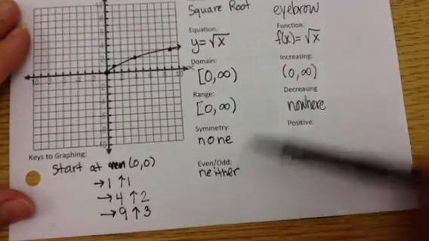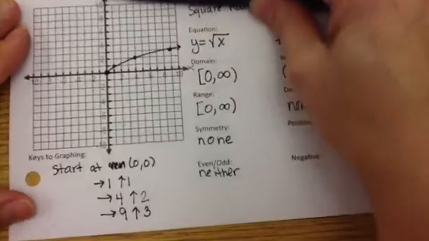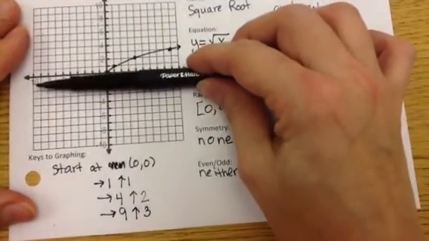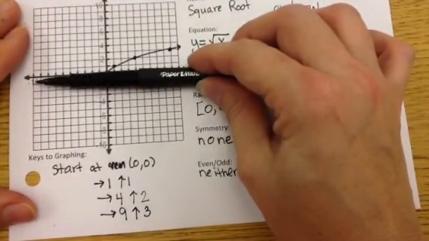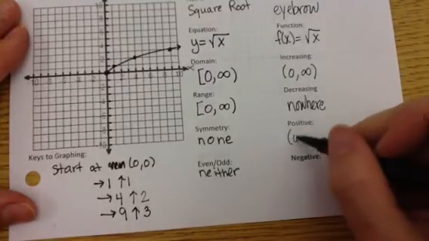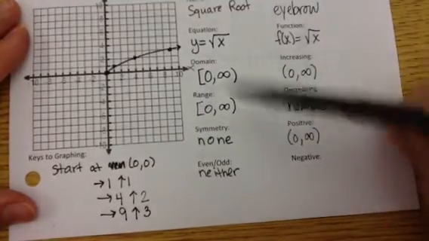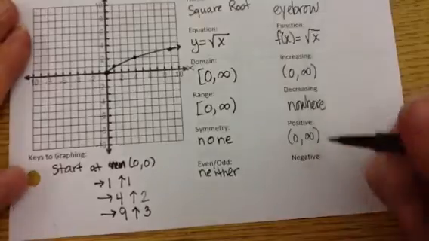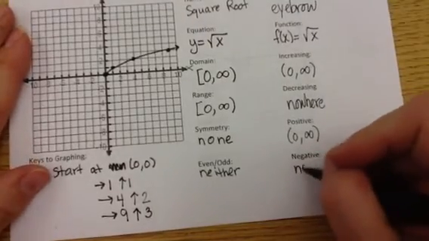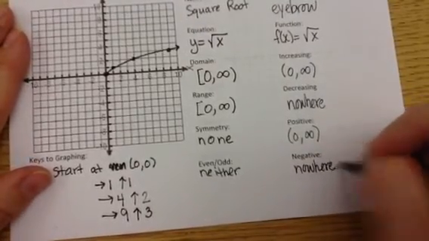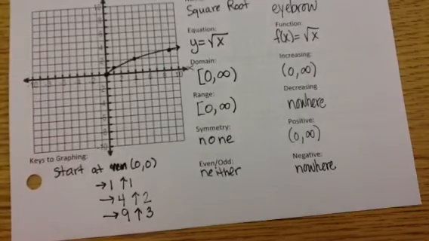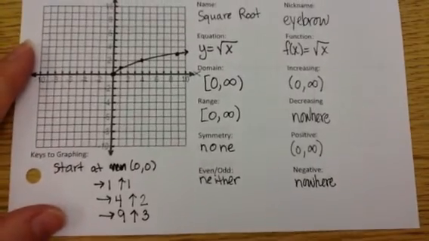Positive and negative. Again, positive is above the x-axis. So this graph is above the x-axis everywhere from 0 to infinity. And negative is below the x-axis. And that never happens. So it is negative nowhere. And there's your square root function.